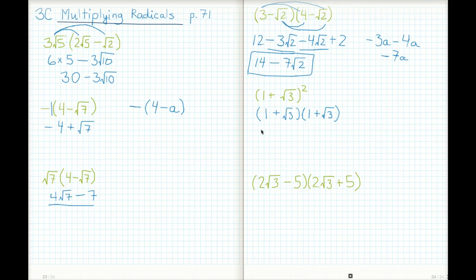So 1 times 1 is 1. 1 times square root 3 is square root 3. Square root 3 times 1 is square root 3. And square root 3 times square root 3, that's a radical multiplied by itself, so that becomes 3. Then I look for like terms. 1 plus 3 is 4. And square root 3 plus square root 3 is 2 square root 3's. And that's the final answer.